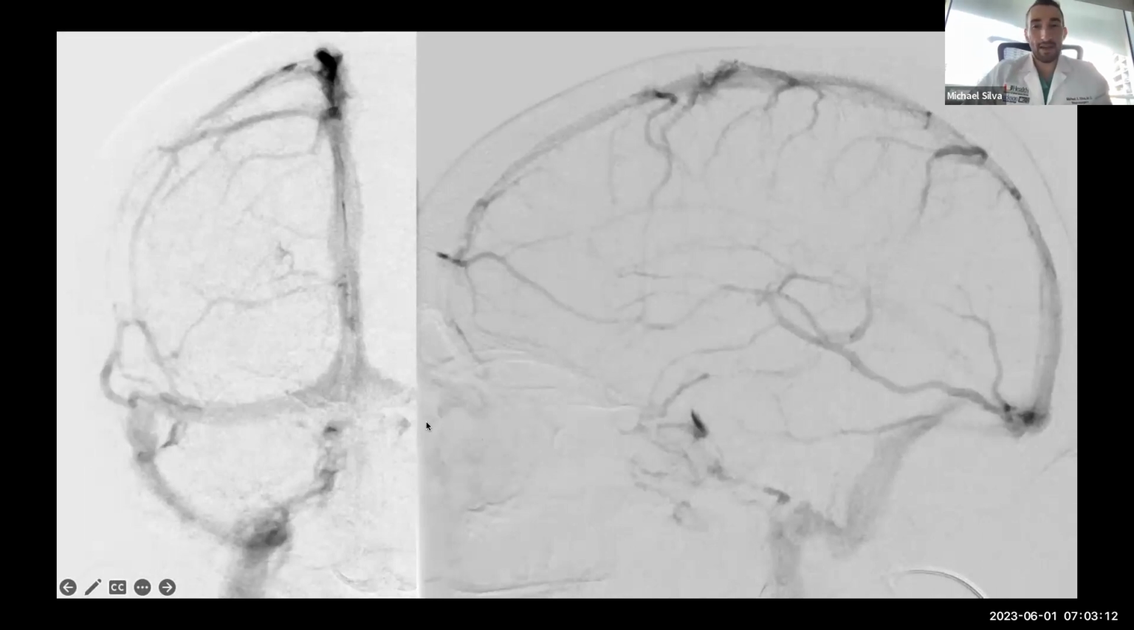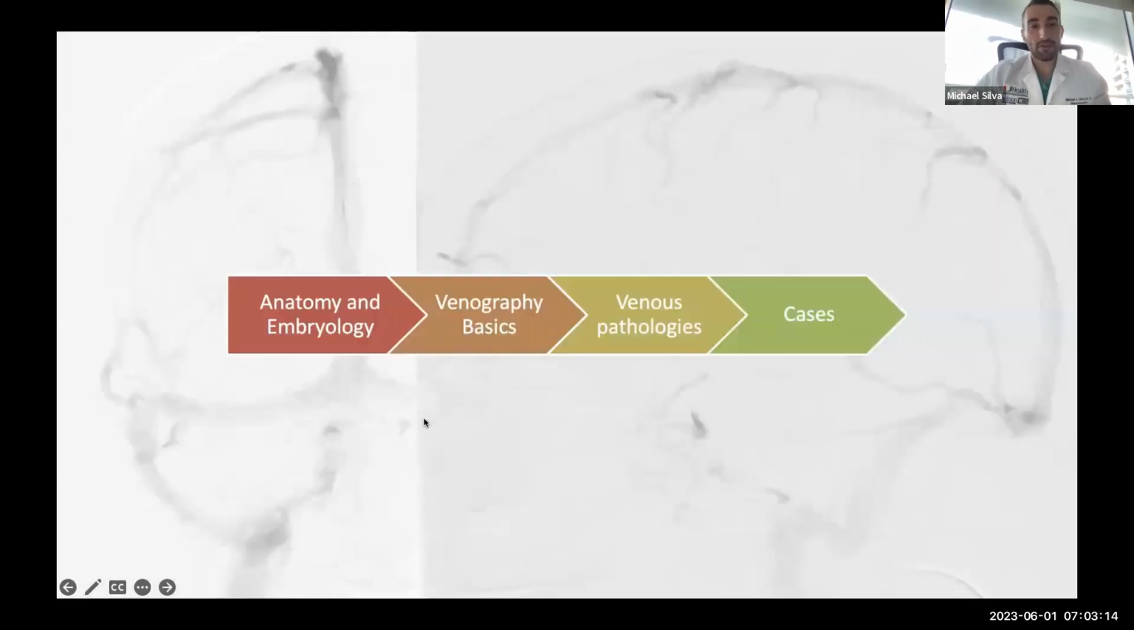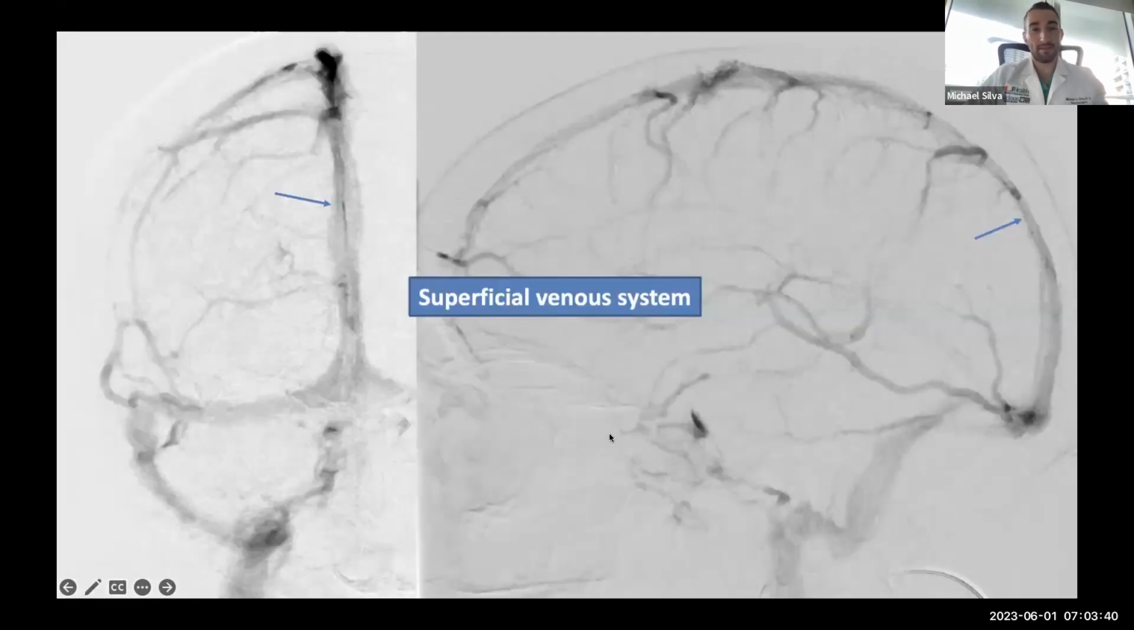So here's a little layout of what we'll be doing today. I'll start off with some anatomy and embryology. We'll go into some basics of the technical side of venous angiography. We'll talk about some venous pathologies that I think are most interesting and highlight why I think venous anatomy is fascinating. And finally, we'll go through some cases that hopefully will encourage you to appreciate the veins as much as I do.